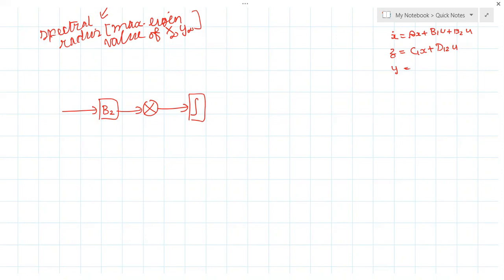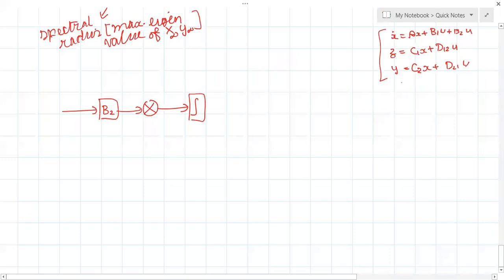So what is the output equation? y equals C2x plus D21w. What happened to D11 and D22 here? Strictly proper. That is the reason I am not considering the D11 term and D22 term. So this is the plant representation.